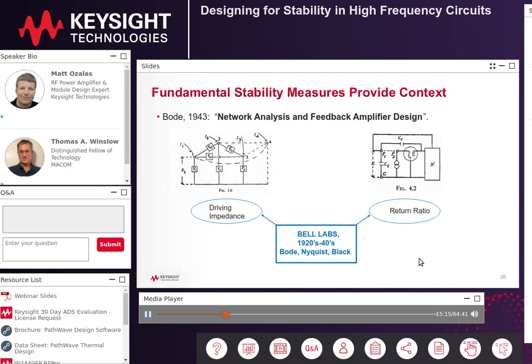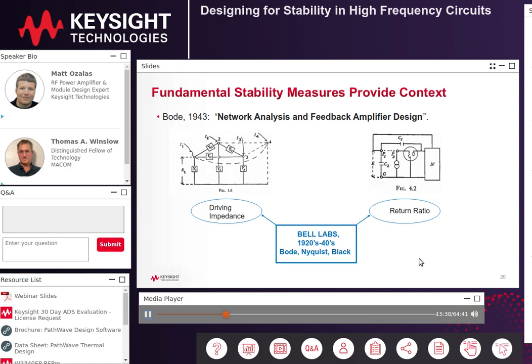Now, when I say fundamentals, I really mean Hendrik Bode's original work from the 1940s called Network Analysis and Feedback Amplifier Design. This is the classic book on stability. So I want to revisit this to understand some fundamental measures of stability and see how these can be applied today, because really the techniques I showed in the last section originally evolved from these fundamentals.